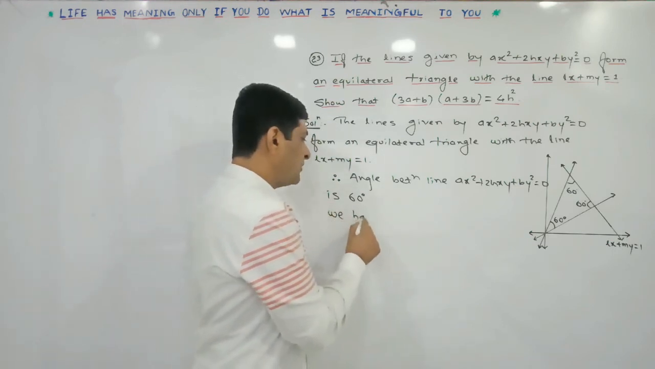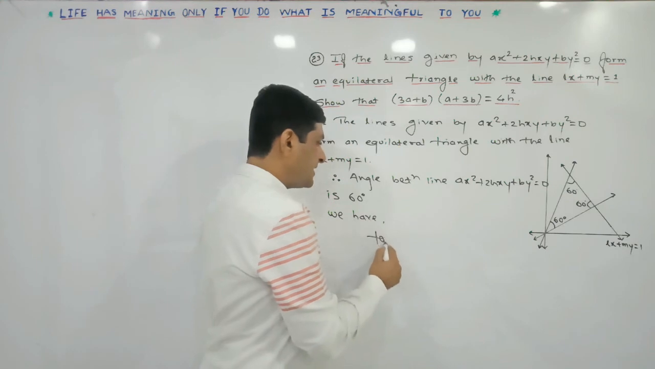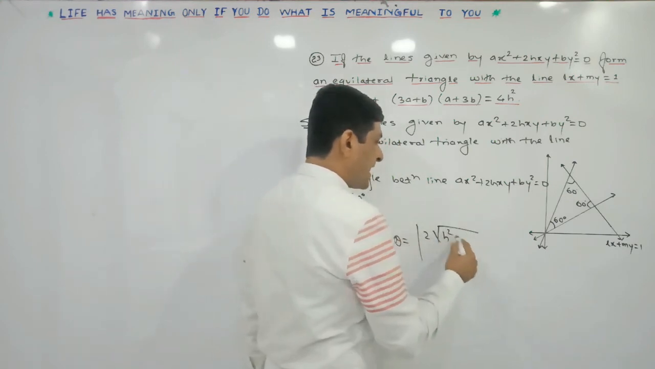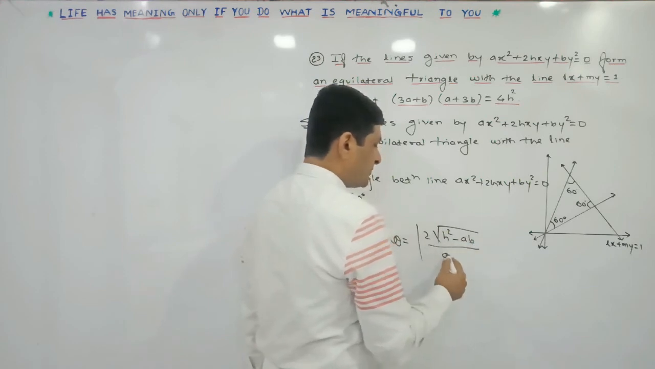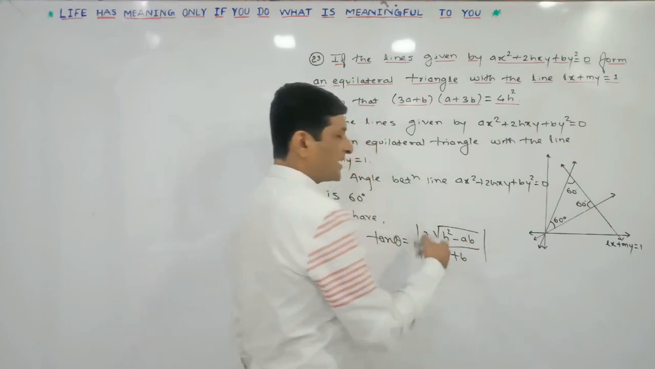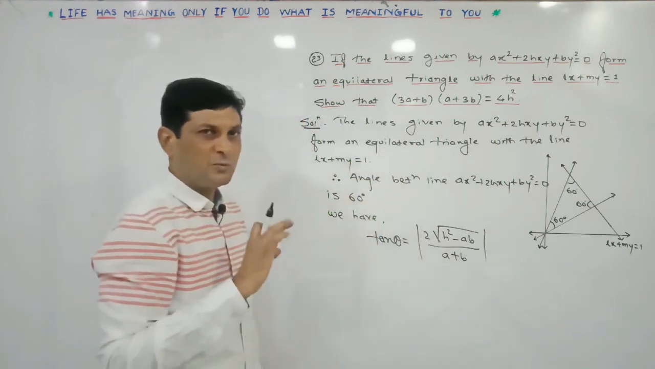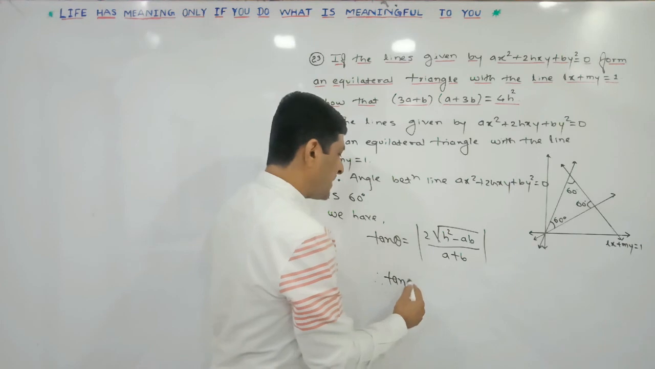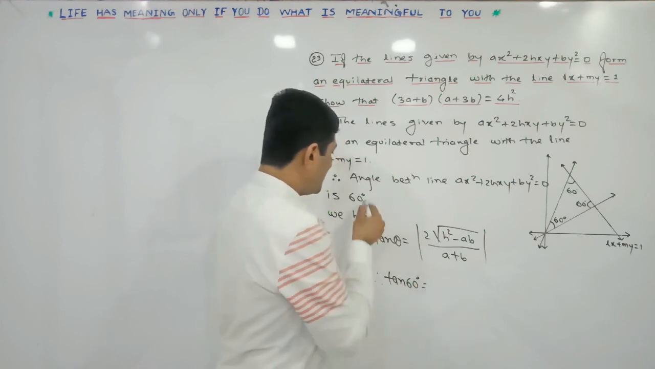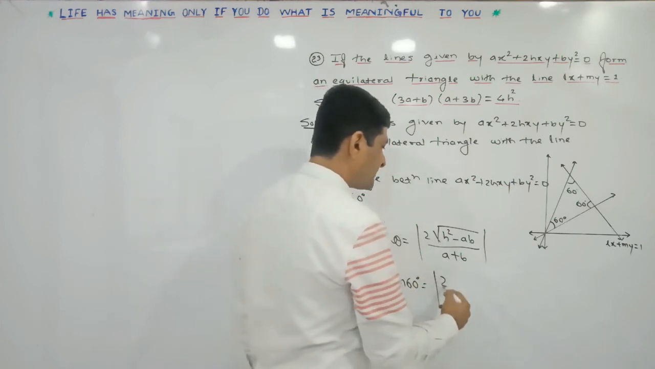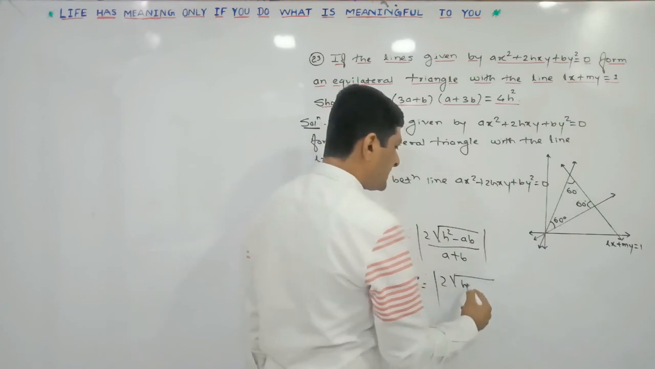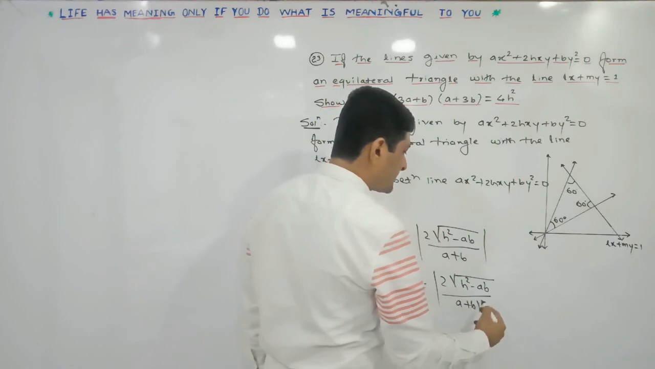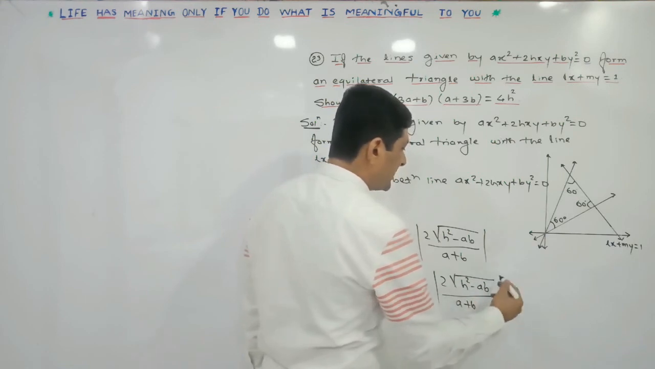We have one formula: tan θ is equal to the modulus of 2√(h² − ab) upon (a + b), which is applicable to find the angle between the lines represented by this homogeneous equation. Now we replace θ by its value. What is the value of θ? Just now we got θ as 60 degrees. So on this side, tan 60 equals the modulus of 2√(h² − ab) upon (a + b).